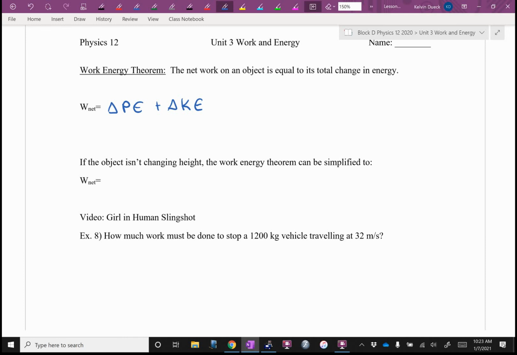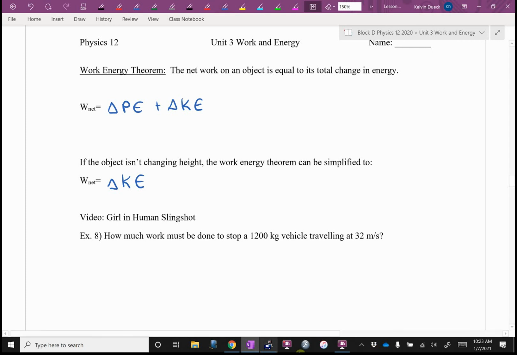Some textbooks give a modified version of the work-energy theorem. If the object isn't changing height, you're neither gaining nor losing potential energy, and so they'll tell you that the amount of work is just equal to the change in kinetic energy. That only works if you're on a flat surface. The more useful definition of work is it's the change in potential plus the change in kinetic.